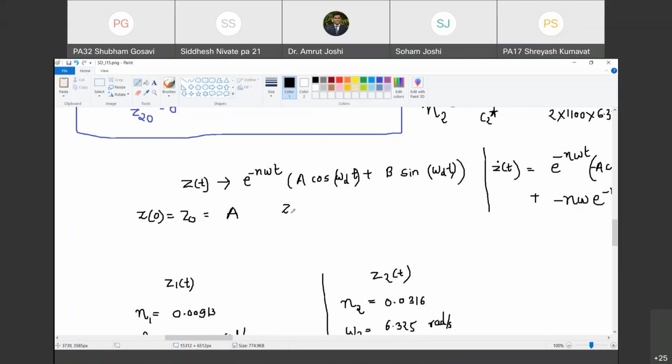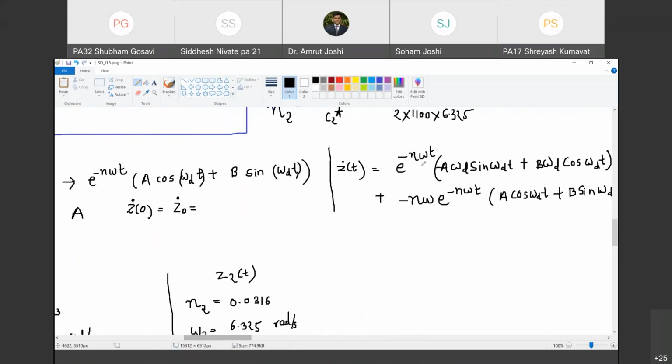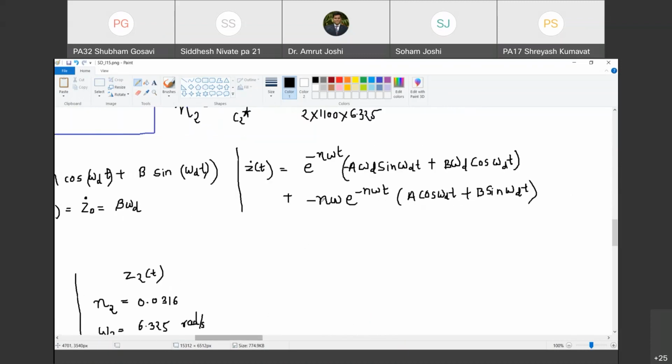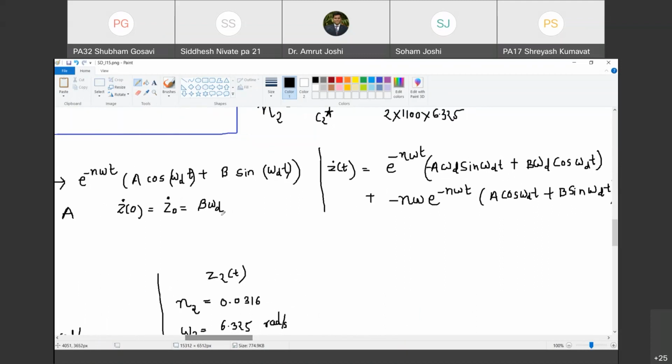Now let us apply the second boundary condition. Z dot of 0 is z0 dot. Are you with me? Yes, sir. This must be equal to, now I have to substitute time t equal to 0 in this expression. So this becomes 1, this vanishes, this remains b omega d. Happy? Yes, sir. Then minus eta omega remains. This term becomes 1, this term vanishes, and you have here a. So minus eta omega a.